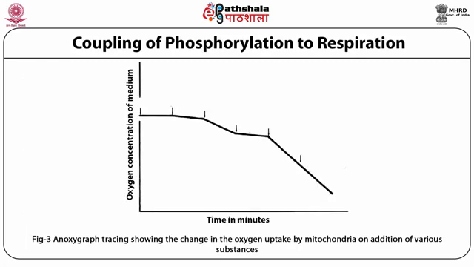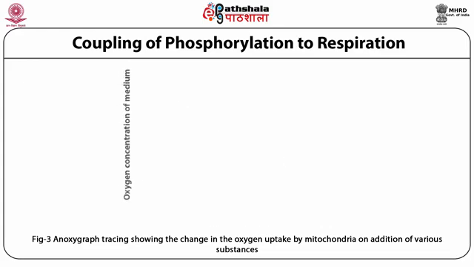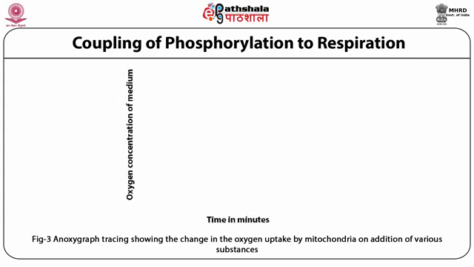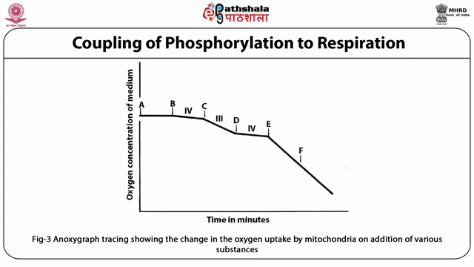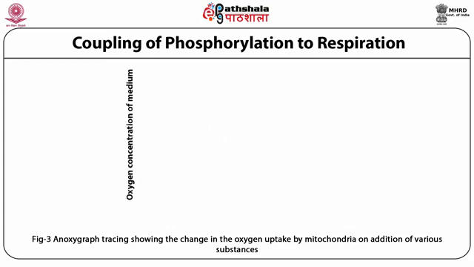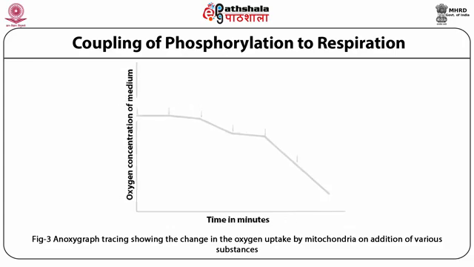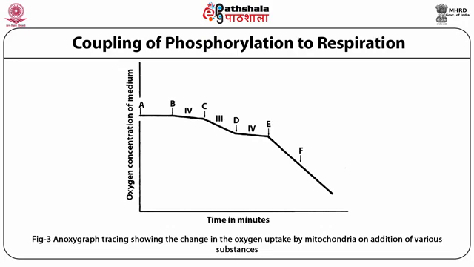Figure shows a typical oxygen electrode tracing. At point A on the graph, a substrate, inorganic phosphate and magnesium are all added to the suspension medium. The horizontal tracing indicates that there is no oxygen uptake from the mitochondria-free medium. At point B, an aliquot of a mitochondrial suspension is added. A slow rate of oxygen uptake ensues, as indicated by the rate of disappearance of oxygen from the medium.